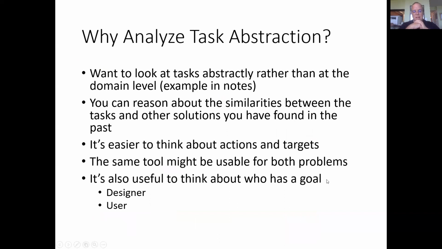So why analyze task abstraction? We want to look at tasks abstractly rather than at the domain level. So, for example, an epidemiologist studying the spread of a new strain of influenza might initially describe her task as contrast the prognosis of patients who are intubated in the ICU more than 1 month after exposure to patients hospitalized within the first week. While biologists studying immune system response might use language such as see if the results of the tissue samples treated with LL37 match up with the ones without the peptide.